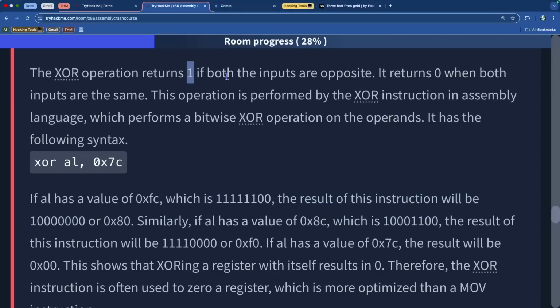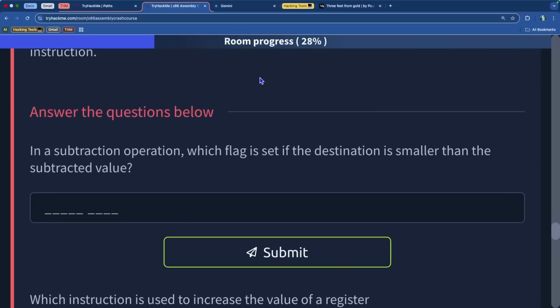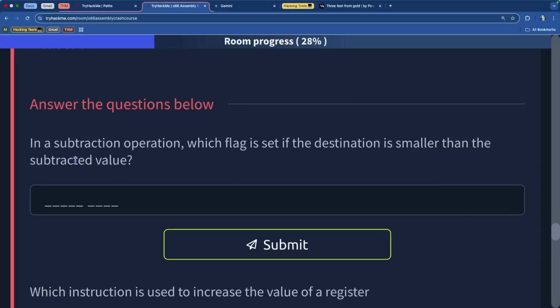So it'll return 1 if both of them are opposite, meaning that if you have a 1 and a 0, which are opposites, then it'll return 1. If you have a 1 and a 1, which are not opposites, it'll return 0. If you have a 0 and a 0, it'll also return 0. So it's only going to return 1 if both of the inputs are opposite. That's basically how I understand it.